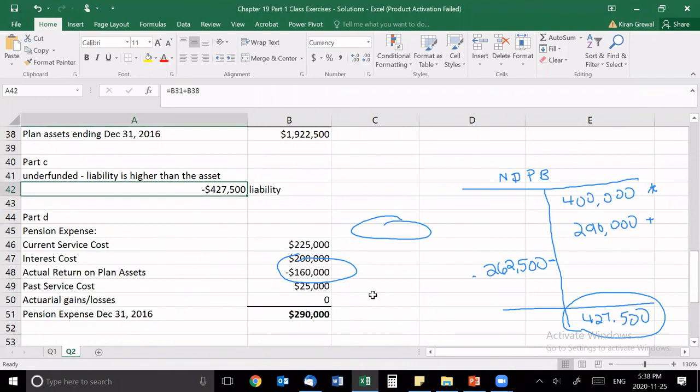So this video was mostly on defined benefit plans, a little bit on defined contribution plans, and then figuring out pension expense for ASPE. The next video will show you pension expense under IFRS.